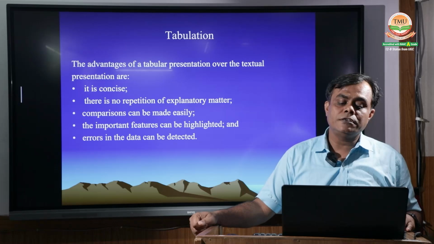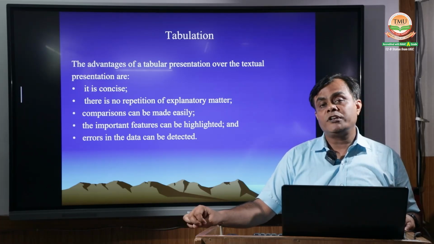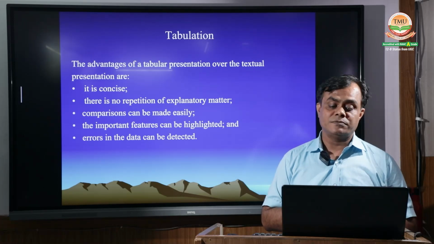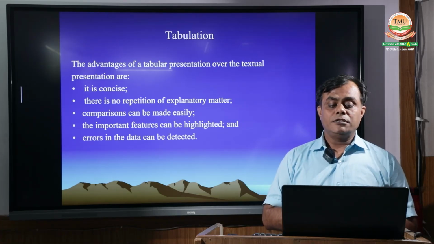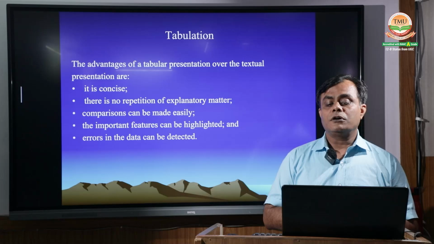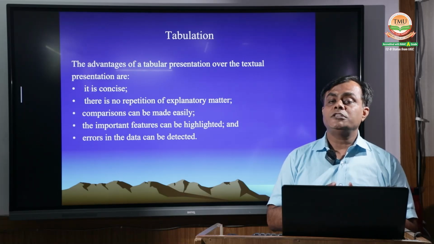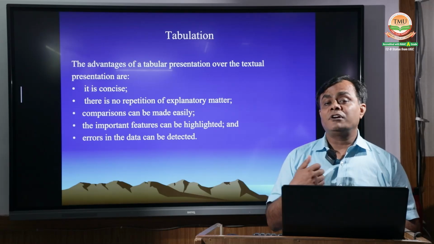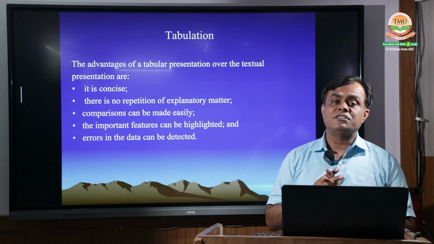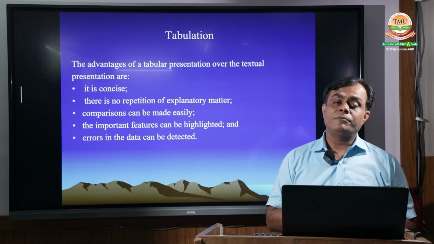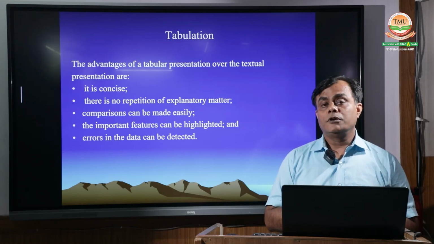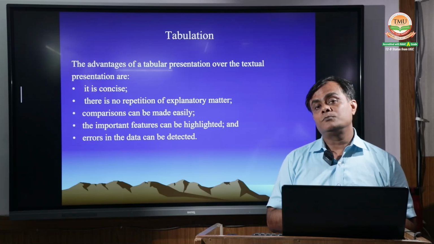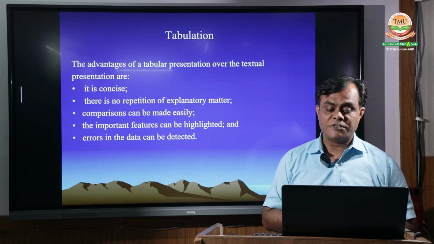The first is that it is concise. Putting data in a tabular format makes data concise and precise. Second, there is no repetition of explanatory matter. When you are explaining a particular matter, there are several repetitions of the same word or same information. In a tabular formation it is not required. So we can understand how tabular formation is more advanced than a textual formation of data.